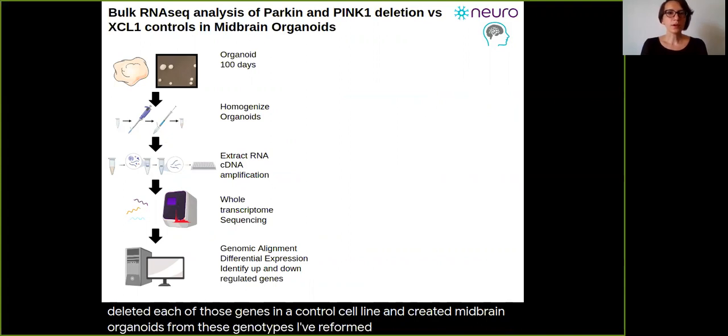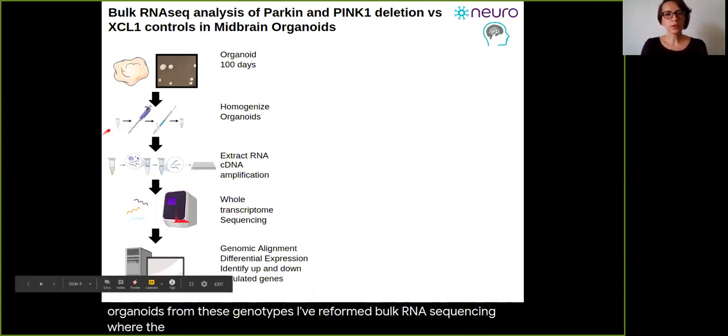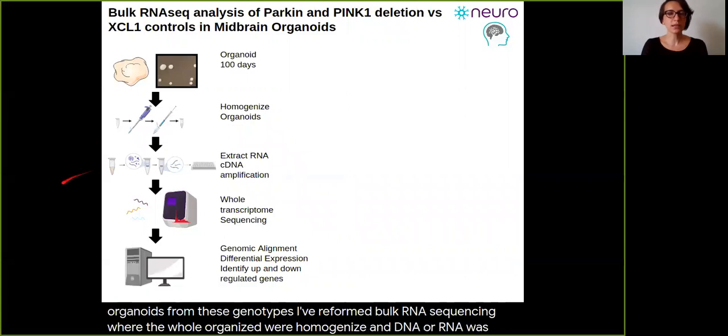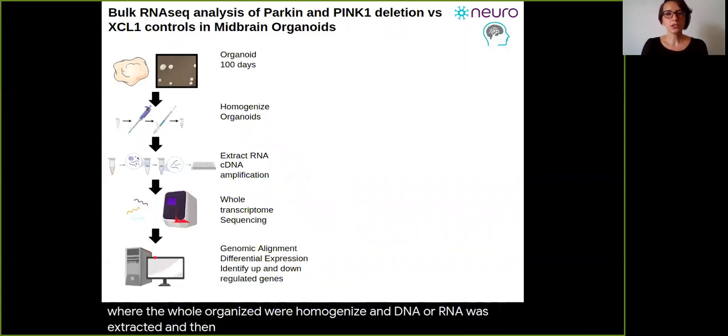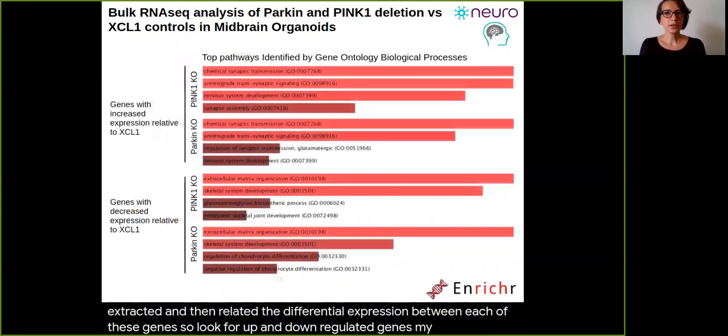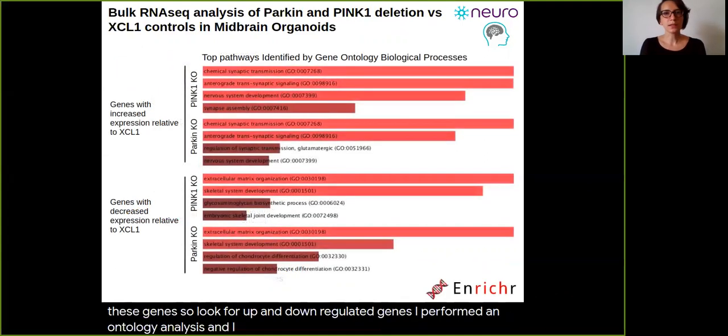I performed bulk RNA sequencing, where the whole organoids were homogenized and RNA was extracted and then sequenced, aligned to the genome, and then I calculated the differential expression between each of these genes to look for up and down regulated genes. I performed ontology analysis, and I find that there are common pathways in PINK1 and Parkin deletions that are up and down regulated.